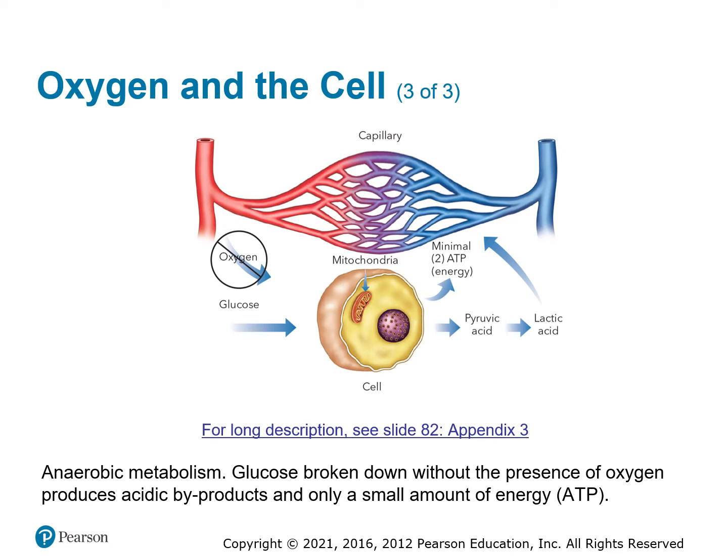When you're not getting enough oxygen, the glucose goes in, the mitochondria converts it, very little ATP, so the person's not going to have the energy they're supposed to, and it's going to create the pyruvic acid, which turns into lactic acid, and then you will get lactic acidosis.